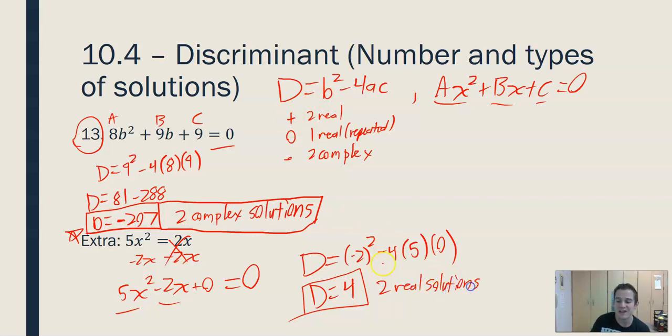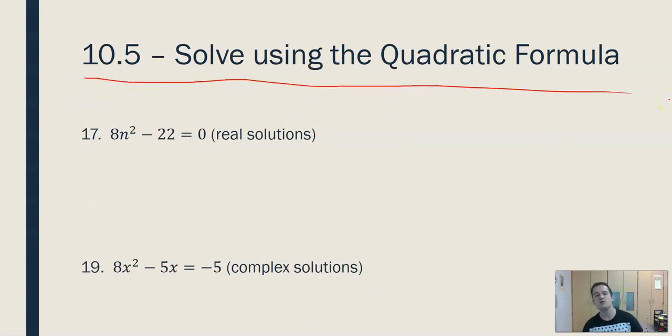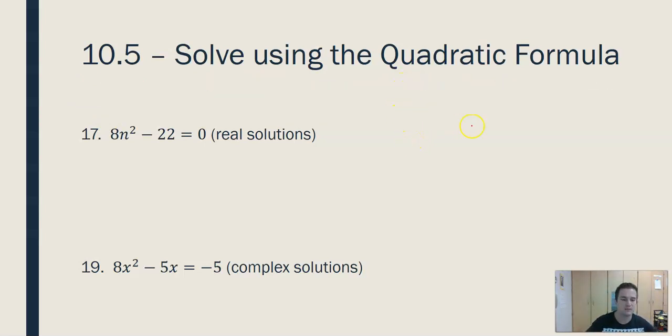Two real solutions. Real meaning it's a real number. It could be written as a decimal, some real decimal number. I don't know what those solutions are yet, but I could find them, and they're going to be two real solutions. So that's the discriminant. And the big reason we talk about the discriminant is because of 10.5. We use the discriminant as part of the quadratic formula.